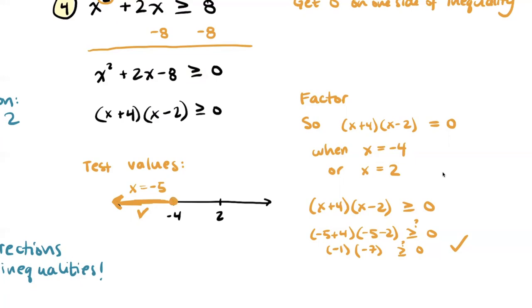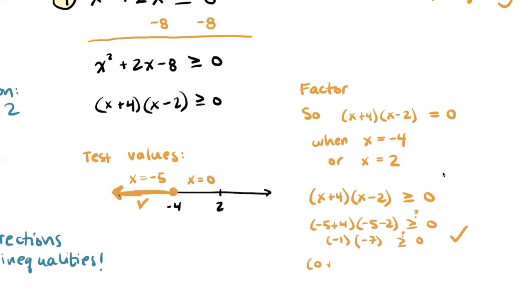All right, let's test a value between -4 and +2. So I don't know, 0 is a nice number to plug in. Okay, so we're going to plug in 0. We're going to ask ourselves, is that greater than or equal to 0? Well, this is 4. Then we've got times -2. That's -8, so that's not going to be a solution. So we're not going to shade that center interval.